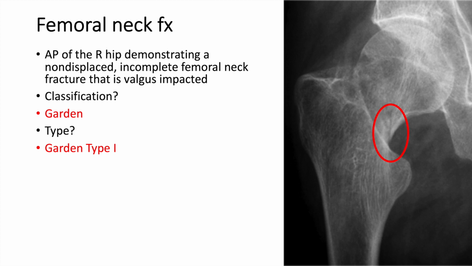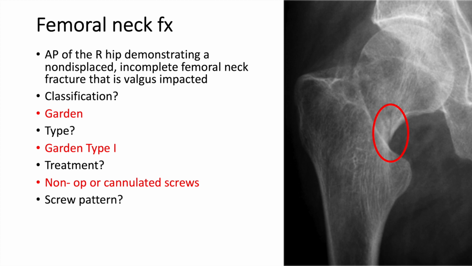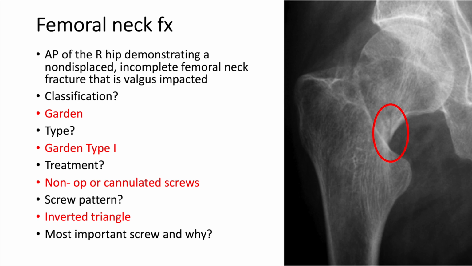All right. So what do you guys want to do for this fracture, Garden type 1? You have a couple options. You can non-op it, depending on the frailty of the patient, or you can use cannulated screws. For the screw pattern, what would you guys want to do? All right, you want to do an inverted triangle. And for your inverted triangle, which screw is most important and why? It's going to be the inferior screw because it's going to go through the calcar, which is the thickest part of the bone, and that's usually posteromedial.